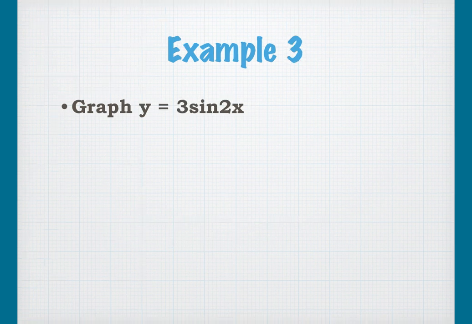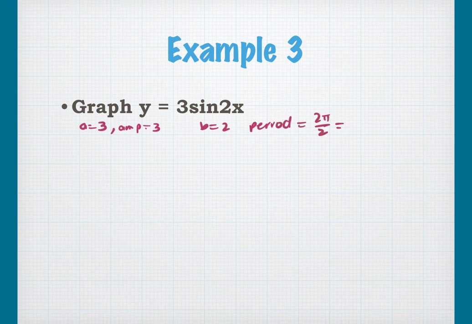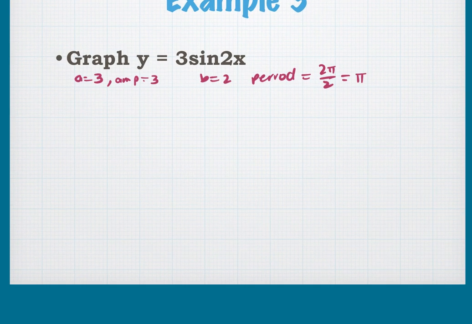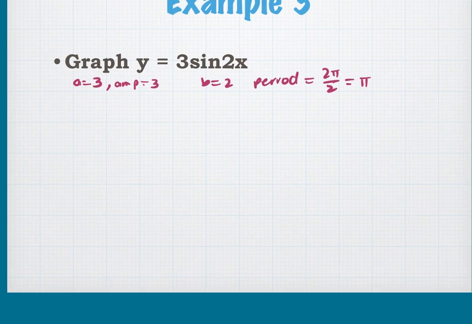All right, now what's changing on this one? The B is different now, right? Your amplitude is also different, but the B is different now. The B is 2. So my A is still positive. It's still 3. My amplitude is still 3. The B is 2, which means the period is 2 pi over 2, which means my period is pi. So from start to finish, it would take up half the distance of the last ones if we overlapped them.